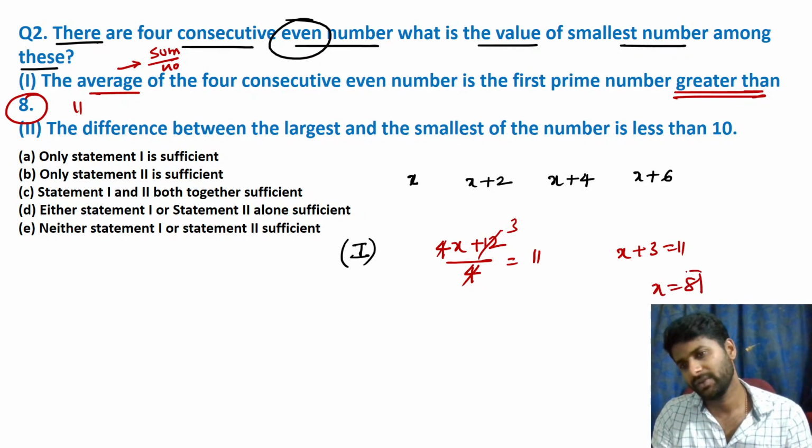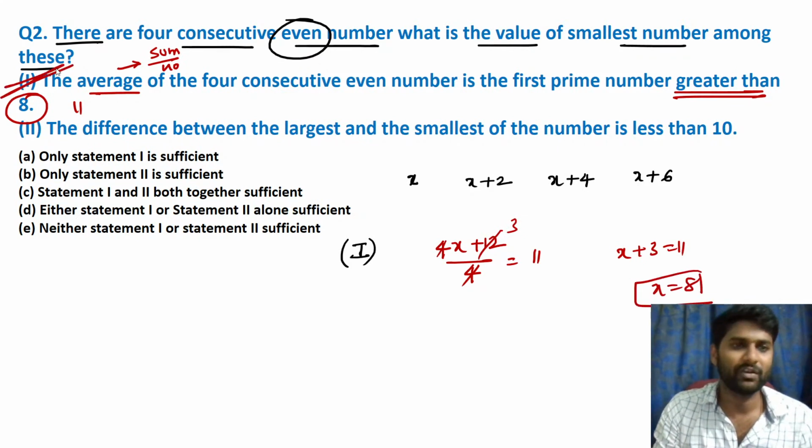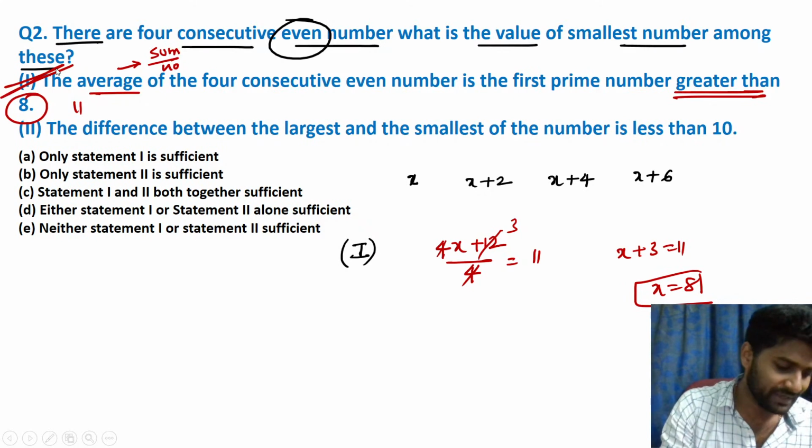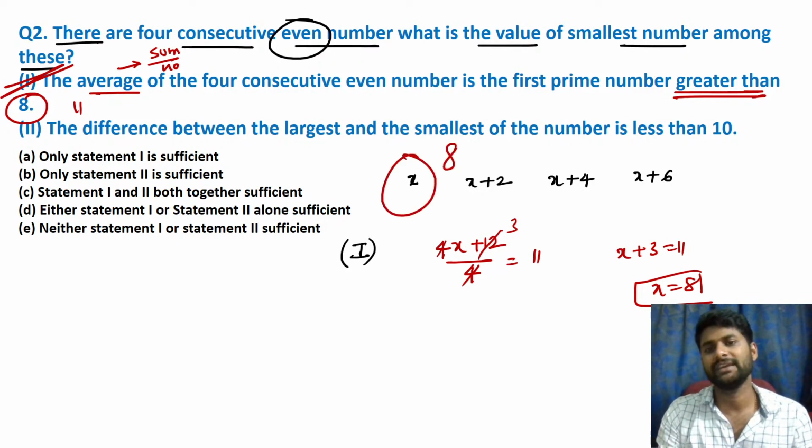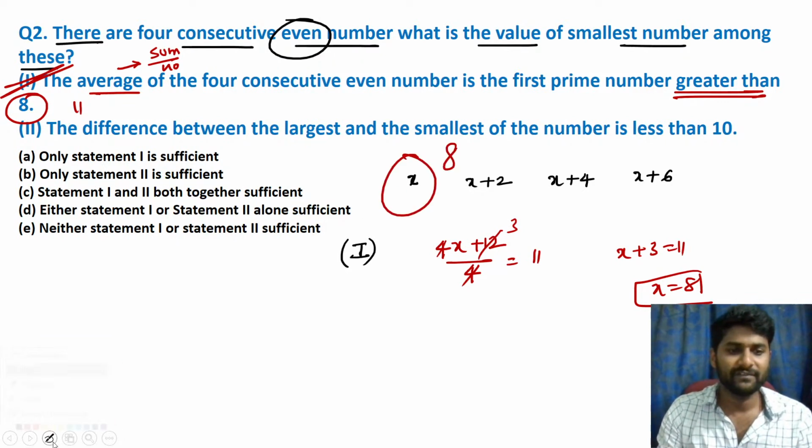You can get x is equal to 8. Now see, if I'm taking statement 1 alone, is it sufficient for our question? Why? Because we have to identify the smallest number. So here the smallest number is 8. But verify whether statement 2 alone is sufficient or not.